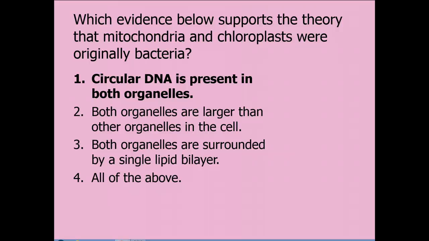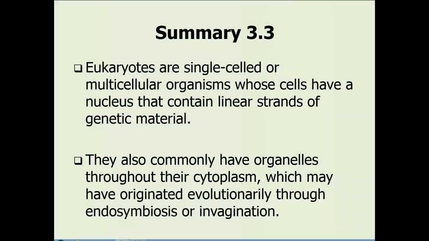So in summary, eukaryotes are single-celled or multicellular organisms whose cells have a nucleus that contains linear strands of genetic material. They also commonly have organelles throughout their cytoplasm. So having organelles which are phospholipid bilayers, which may have originated evolutionarily through endocytosis or invagination, I tend to lean towards endosymbiosis. I'm curious what you think, but anyhow, it seems very plausible.